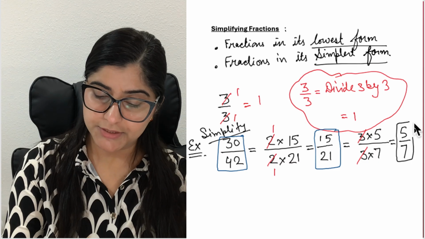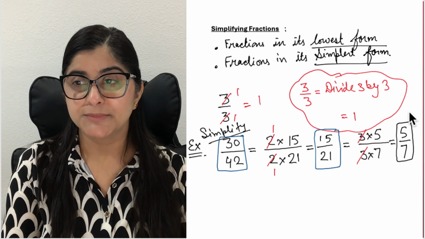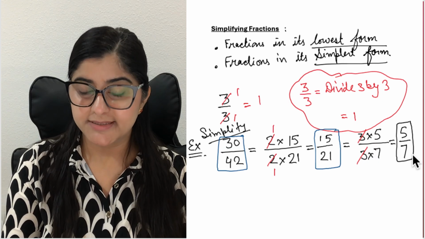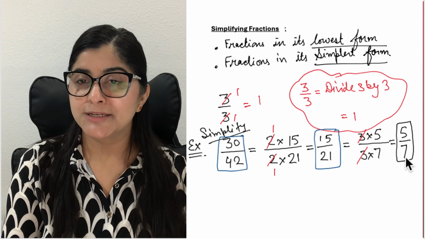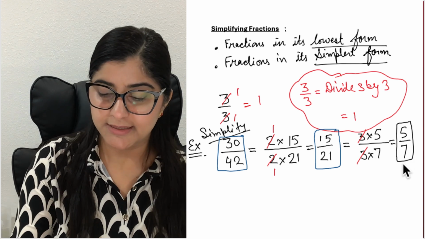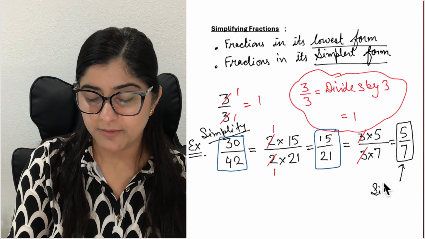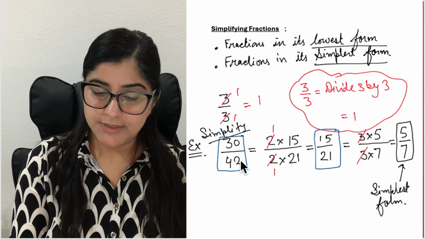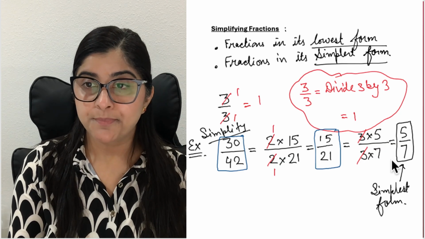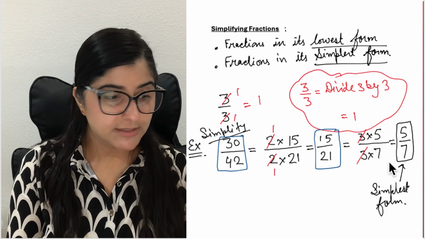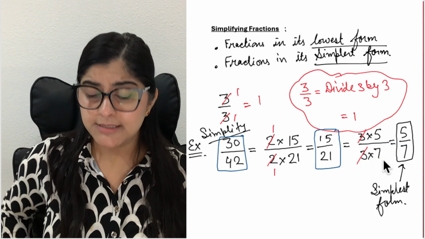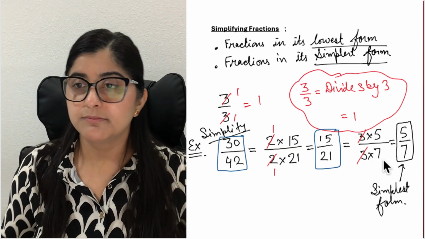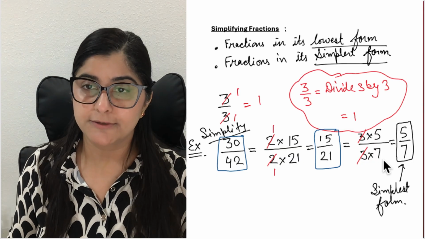We get a third fraction with even smaller numbers. Now again ask yourself, is there any common factor between 5 and 7? No. So when you say no, we have to stop here and say this is the smallest form, or the simplest form, of the given fraction. You see that all three fractions that we got are the same, but they are written with different numbers. So why are these the same? Because we just cancelled out a common factor from both the numerator and denominator.